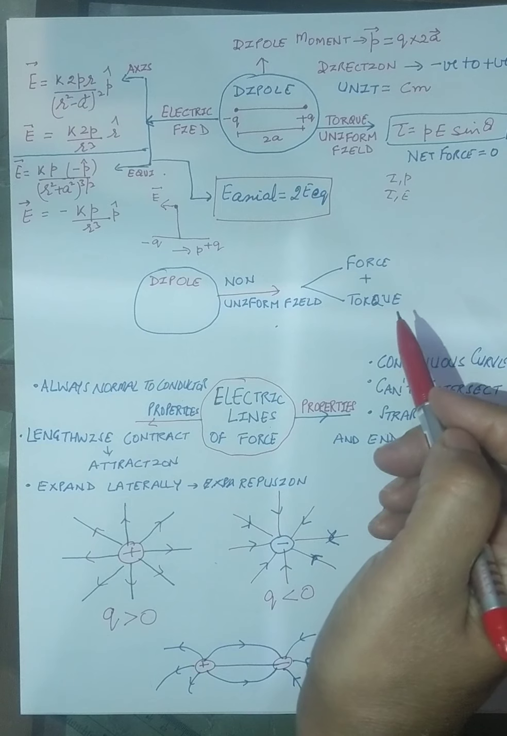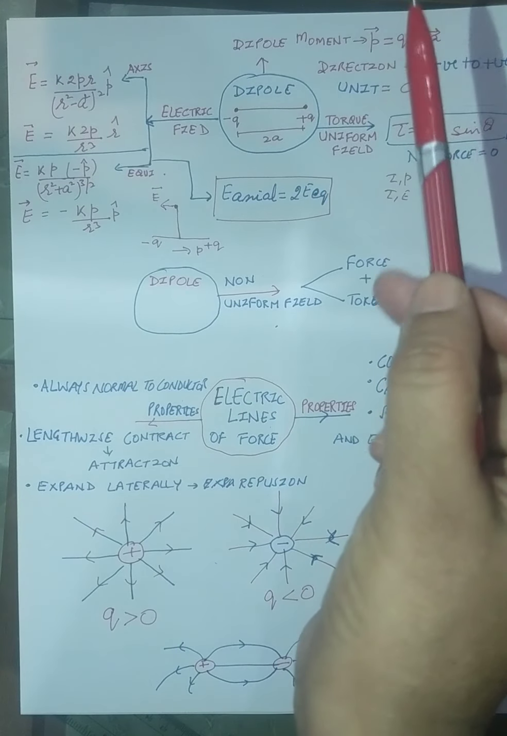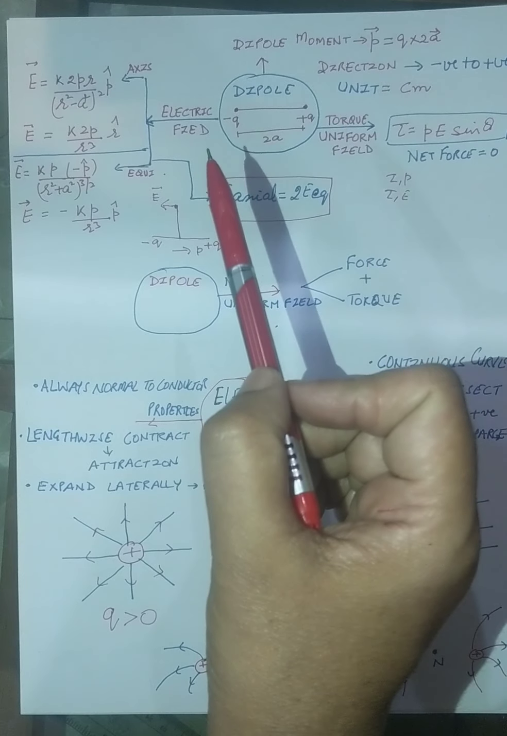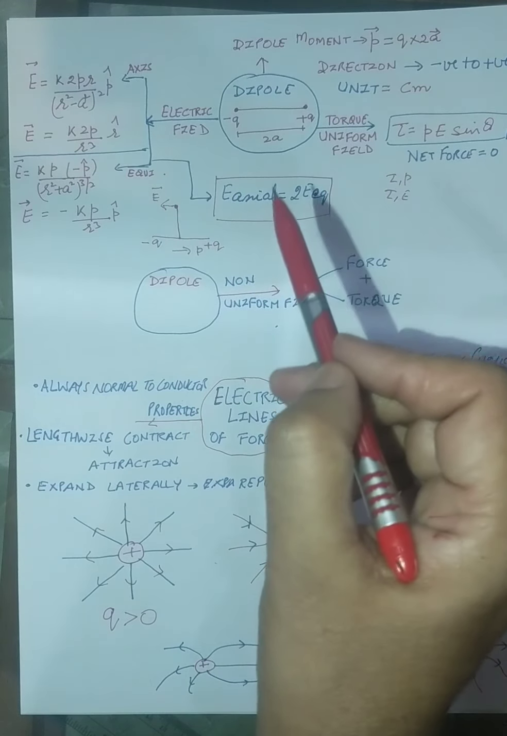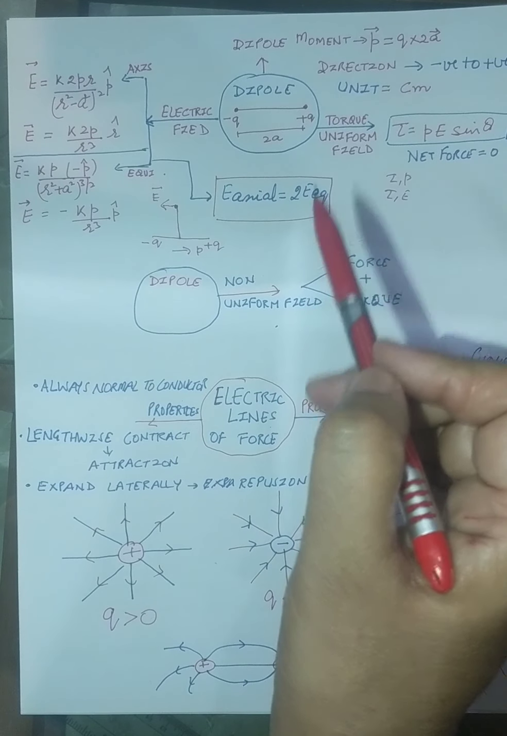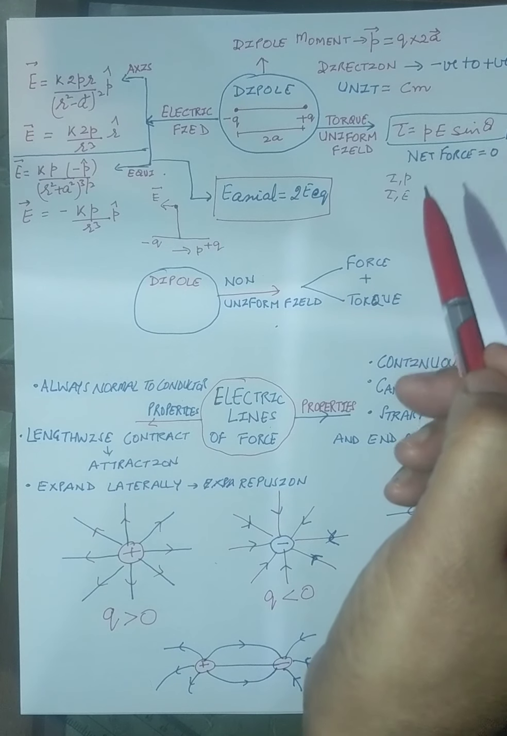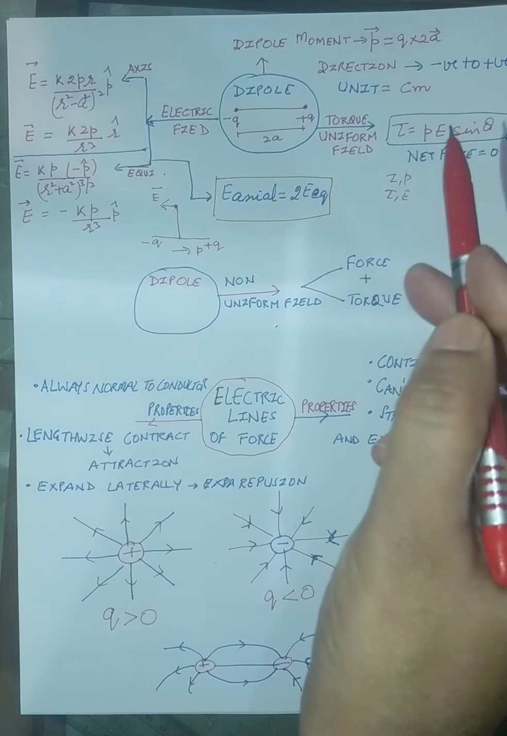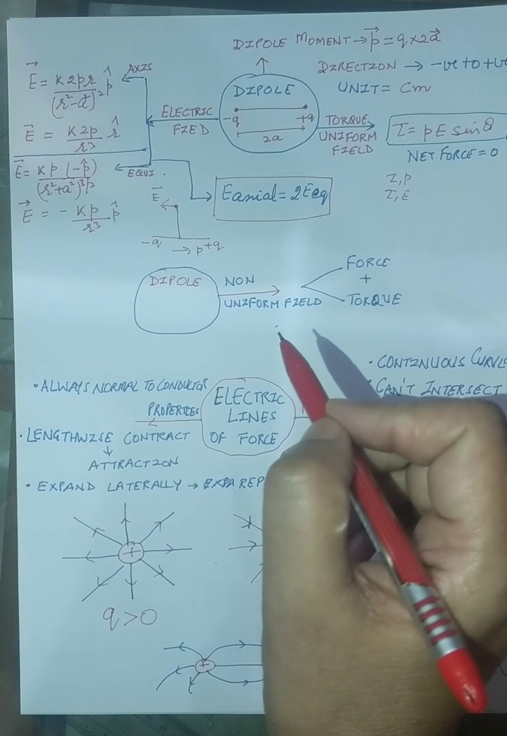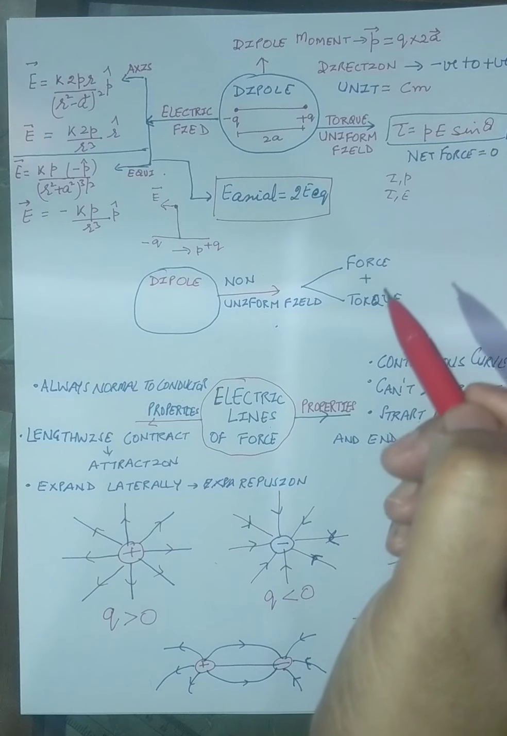Okay students, so far we have learned about the dipole. What is a dipole? What is dipole moment? Its unit, the electric field on the axis and on the equatorial point, the relation E axial is equal to 2 E equatorial, the torque is equal to PE sin theta. And the net force in a uniform electric field is 0, whereas in a non-uniform electric field it will experience both force as well as torque.